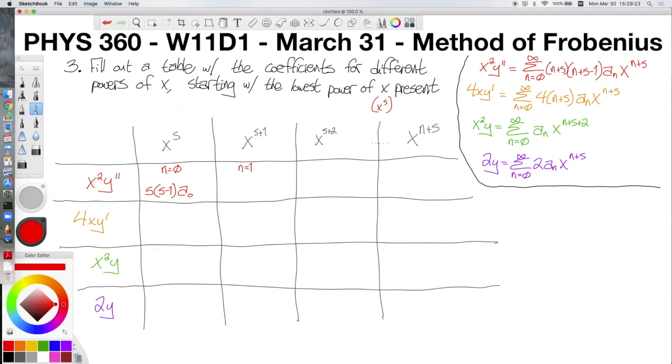Then we follow the process for the rest of this row. n equals 1 will give us our x to the s plus 1 term, and that will leave us with a coefficient of s plus 1 times s times a1. To obtain the x to the s plus 2 power, we need n equals 2, which leaves us with a coefficient of s plus 2 times s plus 1 times a sub 2. And last but not least, our general term, to get a power of x to the n plus s, we need to plug in n equals n. So we end up with a coefficient of n plus s times n plus s minus 1 times a sub n. And then we repeat this process for the remaining terms in our differential equation.